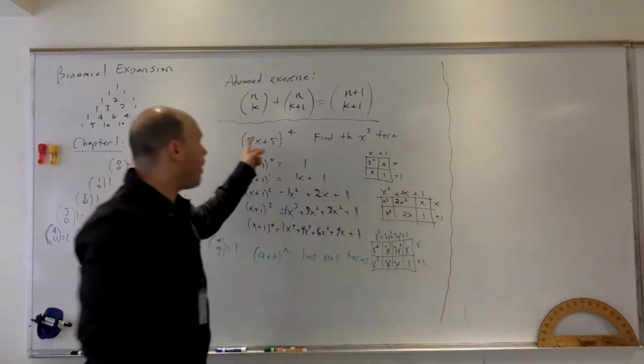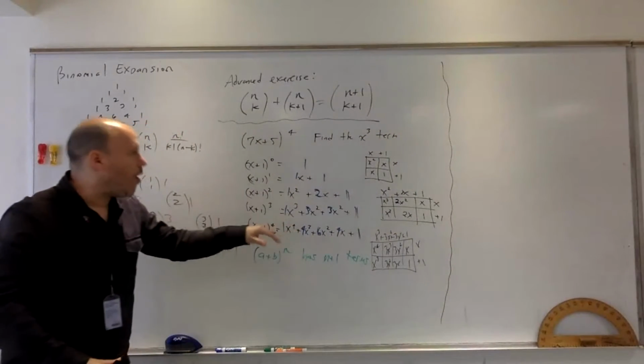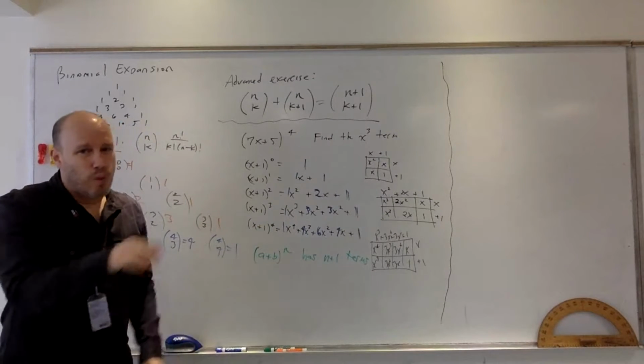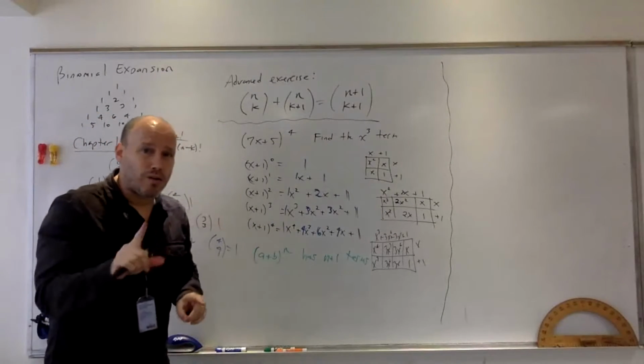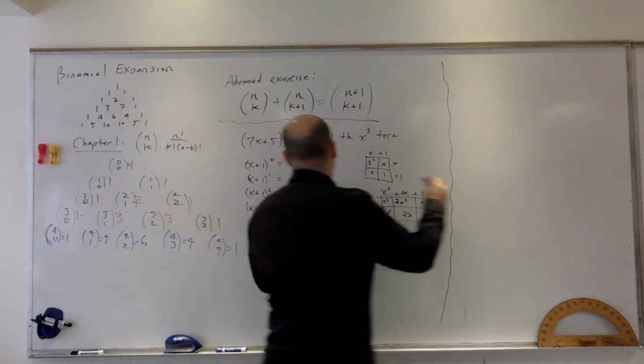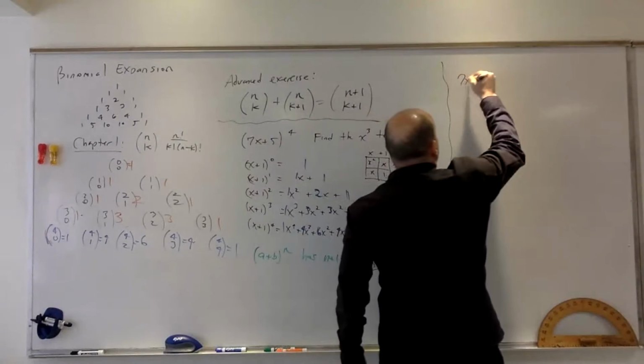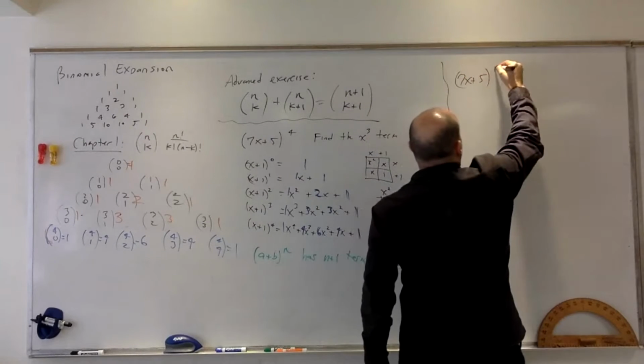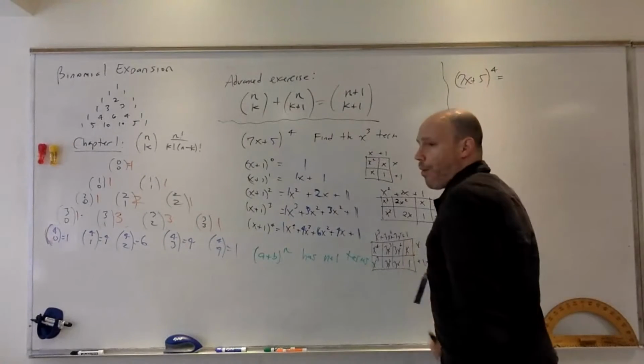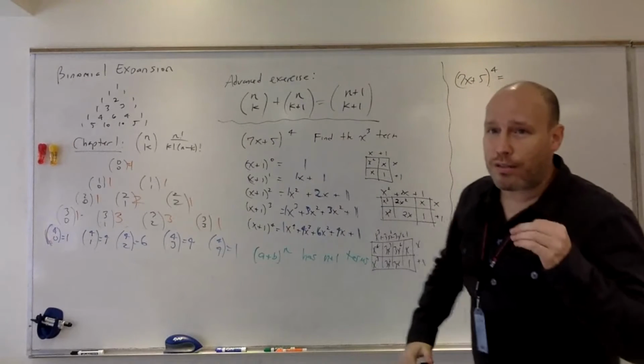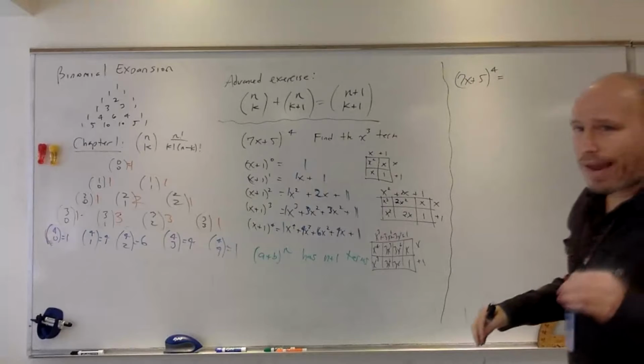So I look at this problem. I'm not really sure what's going on here. I want you to figure this out. I would like you to do this next thing once and only once. What I want you to do is expand 7x plus 5 to the 4th power. I want you to do that by hand. So this is the one thing we're going to do by hand.